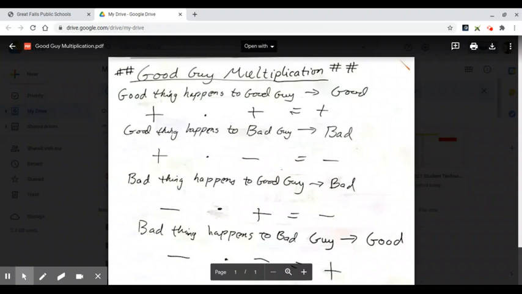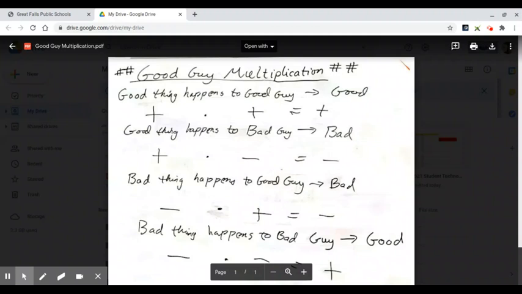So when we look at this, positives are good and negatives are bad. So to model this, if a good thing happens to the good guy, that's good. For example, if the good guy at the end of the movie rides off into the sunset with the girl, that was good. So a positive times a positive equals a positive. Yes, I know that's sexist, but it was the 1950s.